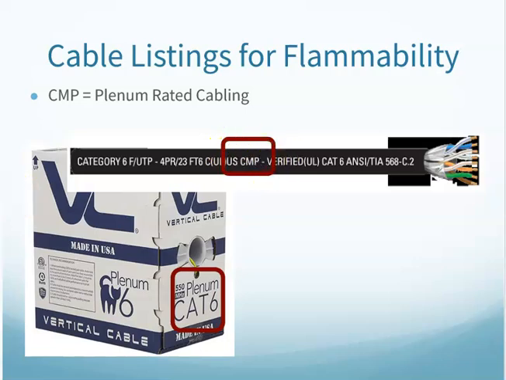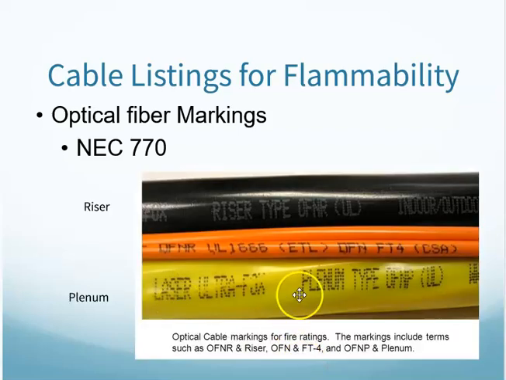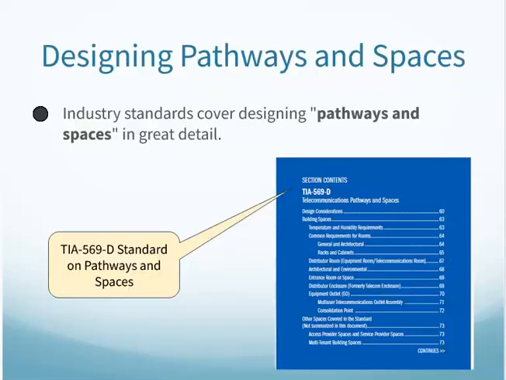The same thing is going to apply for fiber optic: OFNG, OFNR, OFNP. As I look at the cabling here, this one just says plenum, OFNP, and up here I see OFNR, riser. So I would look at those ratings to know that I have the proper cable installed in the proper location.